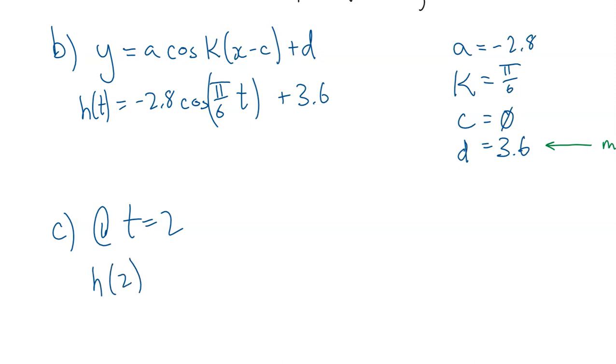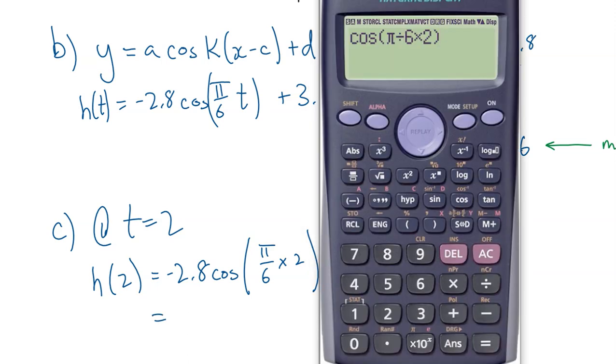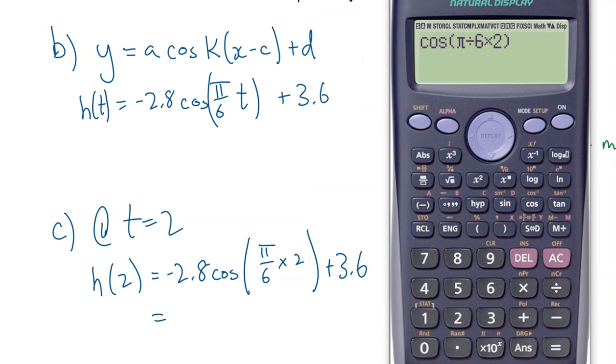So h at 2 is negative 2.8 cos of pi by 6 times 2. And so when you punch this into your calculator, you will have to be a little bit careful of brackets and such things. Plus 3.6. Try that on your calculator. Make sure you can punch it in. Again, you got to be in radians.